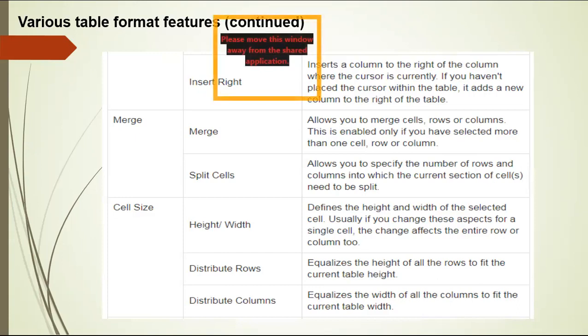So we have also the split cells. Allows you to specify the number of rows and column into which the current section of cell need to be split. Okay, kung gusto yung ipag-splitin yung dalawang rows, yan, or column, pwede nyong gamitin yung split cells. And then we have also the cell size, height and width. Yan.